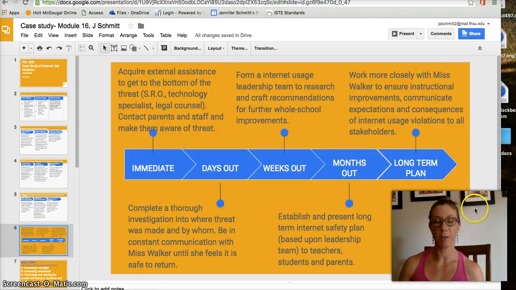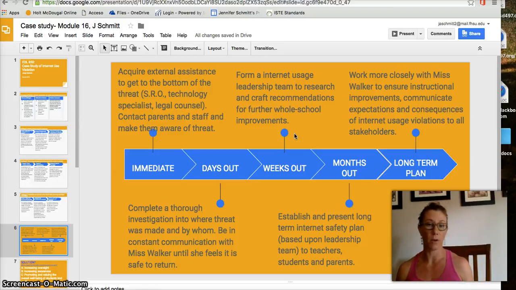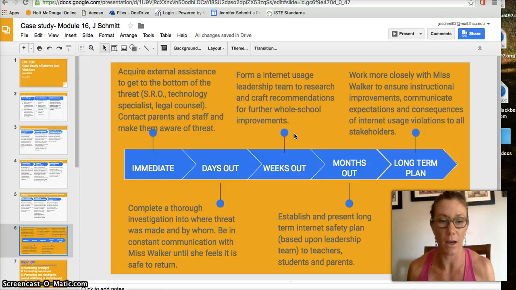So here we have a timeline I've created for the plan of action. And first up, Dr. Forbes must elicit the immediate help from external forces, whether that be a school resource officer, a local law enforcement agency, technology specialist, legal counsel, some or all of those different areas must come together to get to the bottom of the nature of the threat, ensure safety of Ms. Walker, as well as ensure fairness of the proceedings in terms of finding who did it. So that would be immediate, in the first hours or first day.